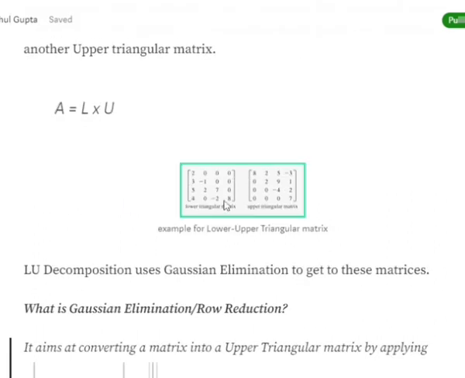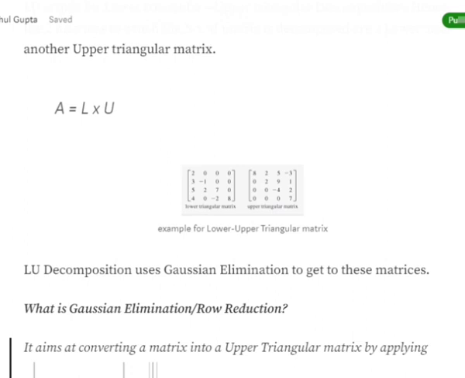One is of type lower triangular, another is an upper triangular. If you want to know what an upper triangular or lower triangular matrix is, you can see in this particular image. In a lower triangular matrix, you can see that only the lower triangular values are filled, else everything is zero in the upper triangular part. Similarly, for an upper triangular matrix, all the values above the diagonal are non-zero, else everything below the diagonal of the matrix is zero. That is an upper triangular matrix.